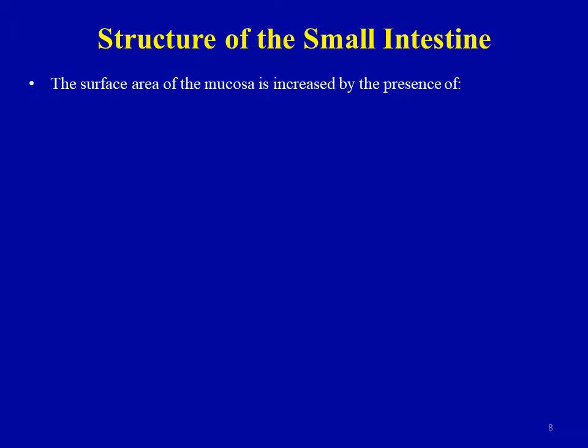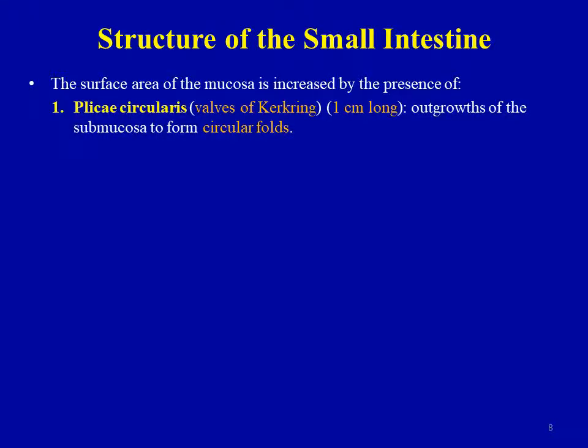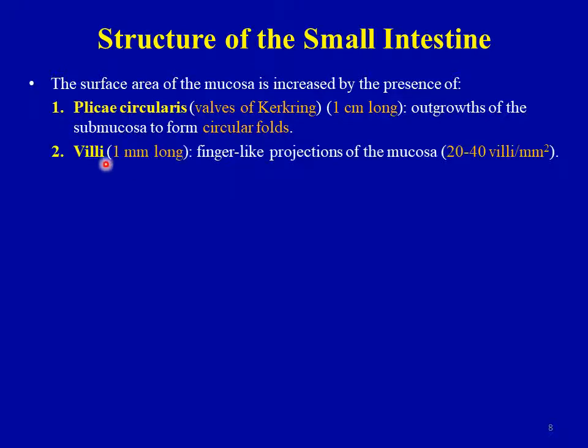These structural modifications, number 1, the plica circularis, also we call them the valves of Kerckring. They are about 1 centimeter long, and they are overgrowth of the submucosa with the covering mucosa to form circular folds. Then we have the next level of structural modification, villi. They are 1 millimeter in height. They are finger-like projections of the mucosa, and if we take 1 square millimeter of the mucosa, we can find 20 to 40 villi in that 1 square millimeter.